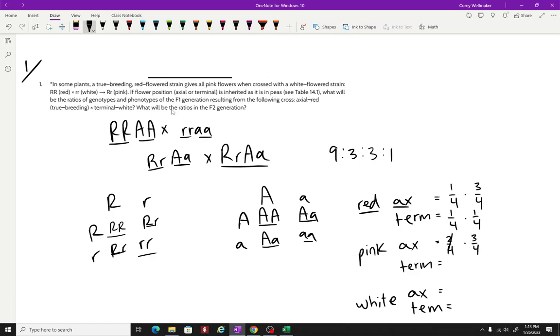You could write 1/2 here instead. We'll get the same proportion. Pink terminal is 2/4 times 1/4. White axial is 1/4 times 3/4. And white terminal is 1/4 times 1/4.